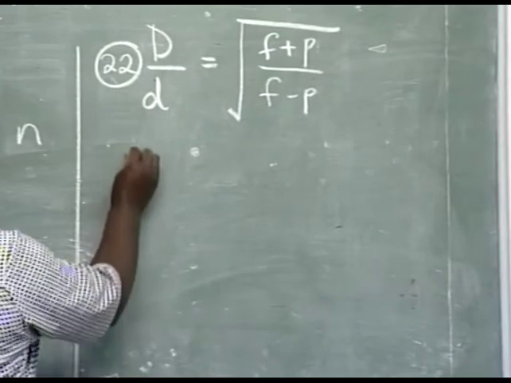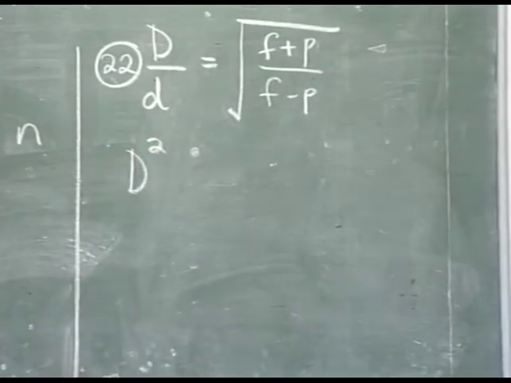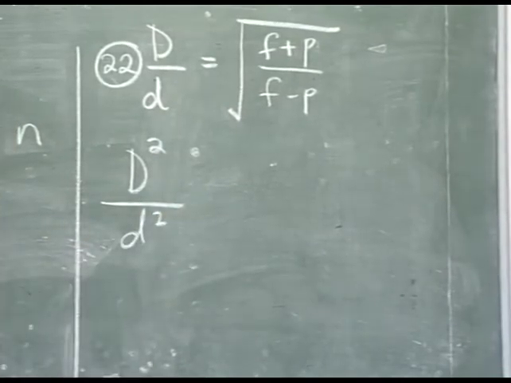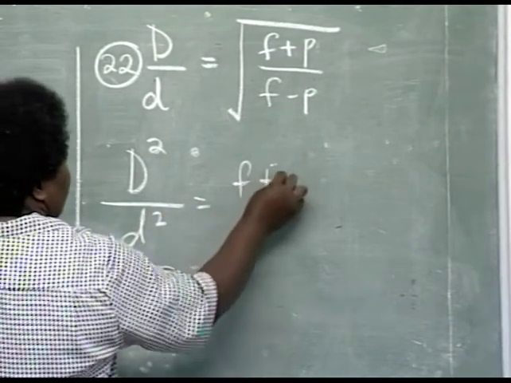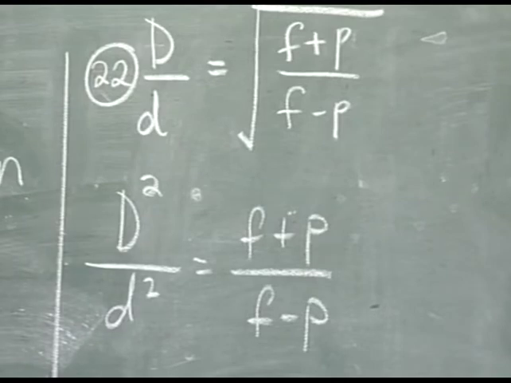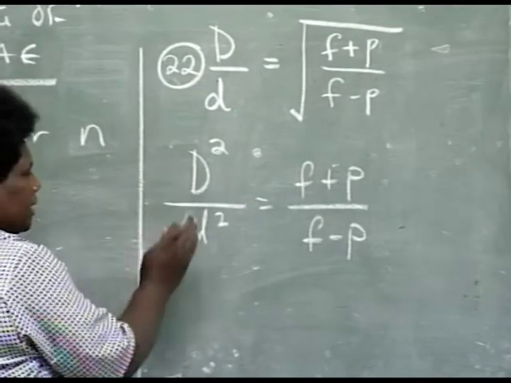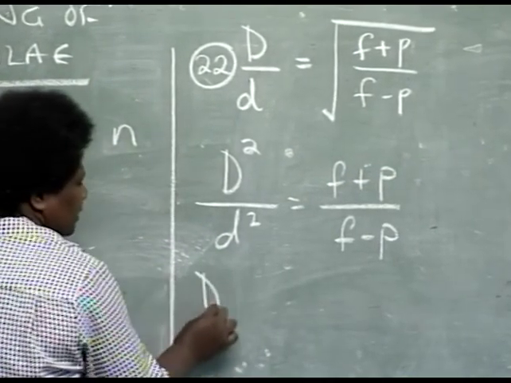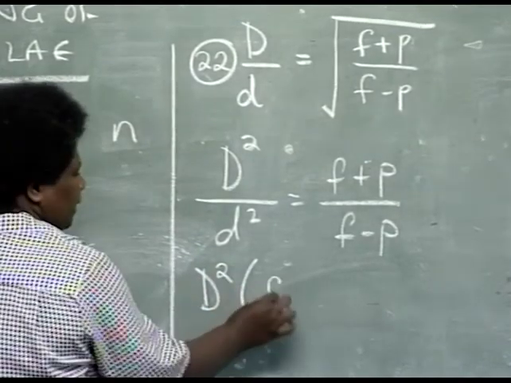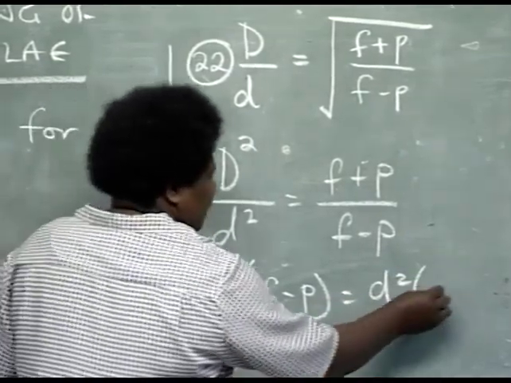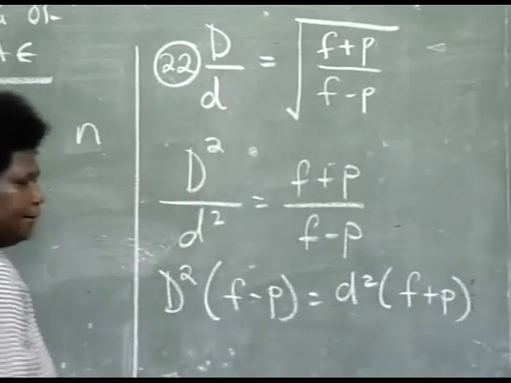So we now have D squared over small letter d squared equals F plus P over F minus P, because we are squaring both sides. Next step is to multiply by F minus P on both sides and also by d squared. In other words, you can cross multiply. So D squared multiplied by F minus P equals small letter d squared multiplied by F plus P.